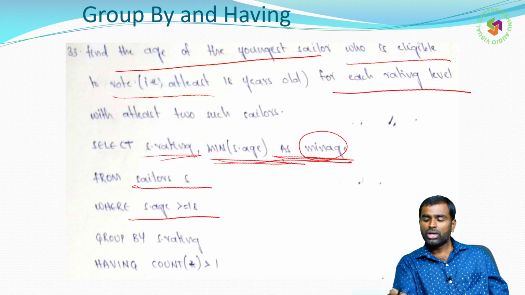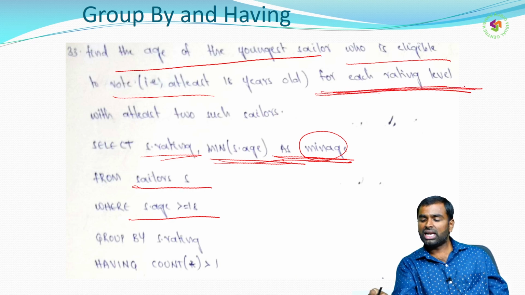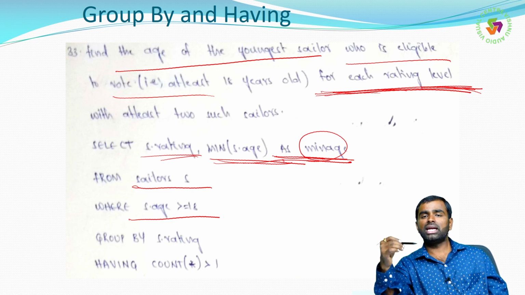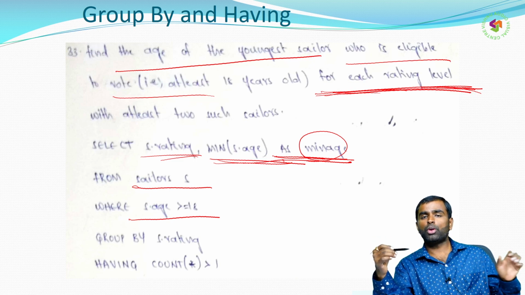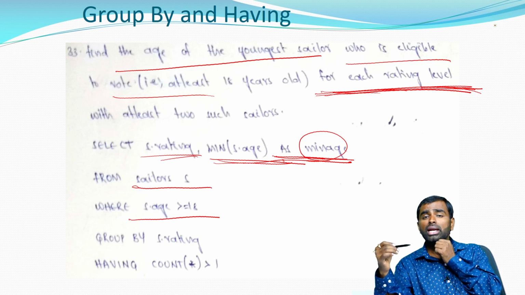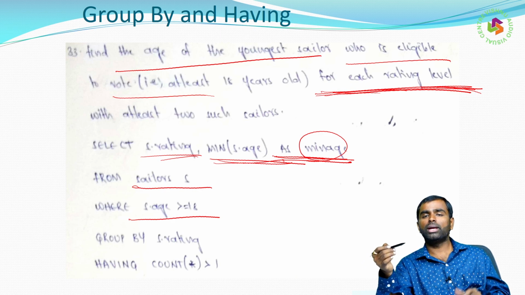Next, what is given? For each rating level. In the question you got different levels. For each rating level means, 10 is a rating level, and in that some employees are there. 8 is a rating level, and for that rating level some employees are there. So for each rating level, how can you create levels? With group by.